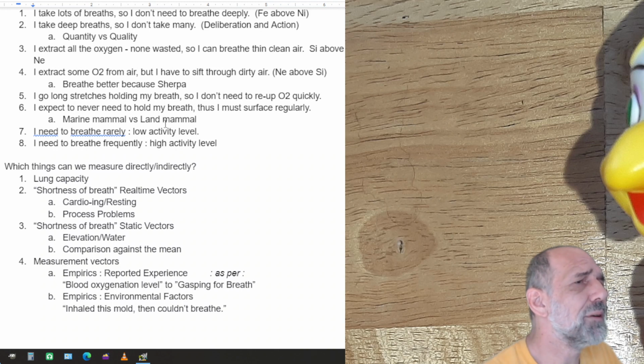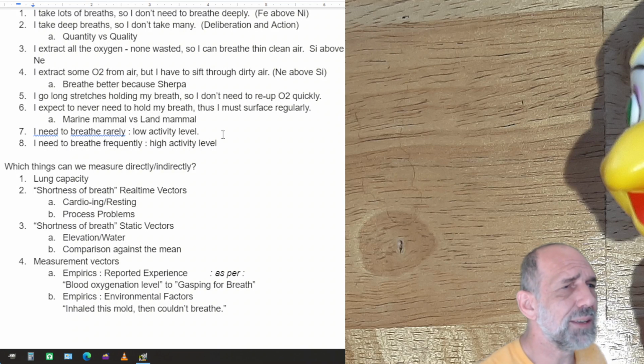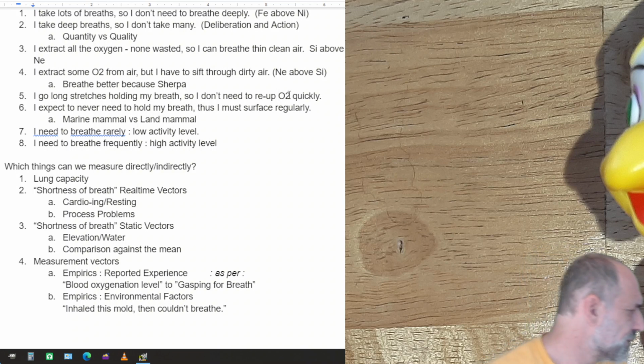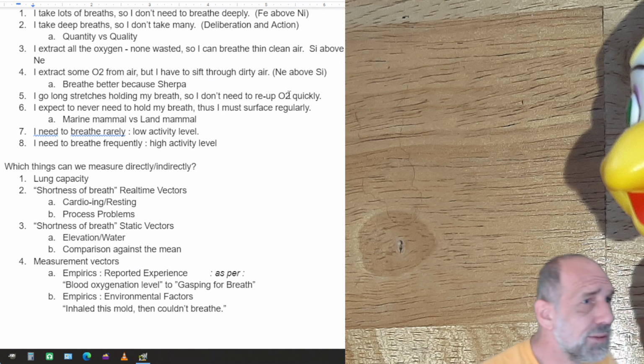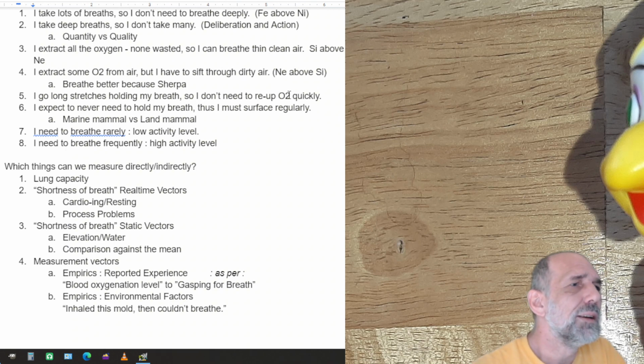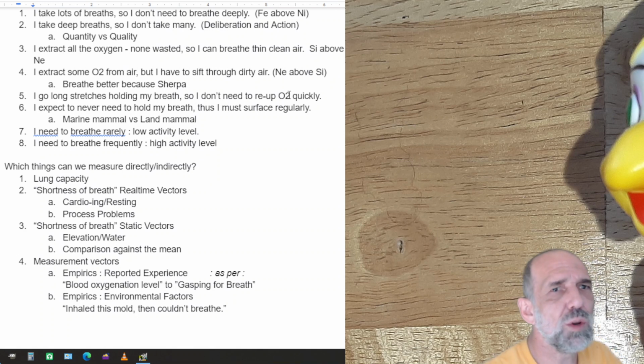So this would be like a marine mammal versus a land mammal, right? I need to breathe rarely. Could also correlate with low activity level. So it could be that the blood of the marine mammal just is more effective at using every bit of oxygen. Or it could be that the marine mammal is less active, therefore needs to use less oxygen. So we have activity level, but we also have the mechanical effectiveness of the system that utilizes the oxygen while the being is living. It's basically like fuel efficiency in a car, right?